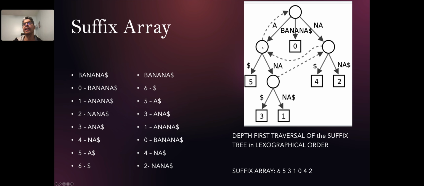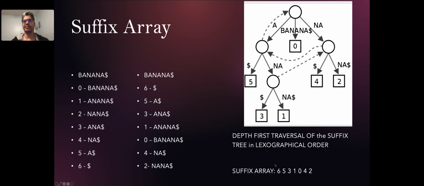Go back, A and A, and okay, go back, A and A and A. The next one, go back, and then the next here is B, so bananas. After that, N, NA and NA. So if I do a depth first traverse of the suffix tree in the lexicographical order, then I get the suffix array.